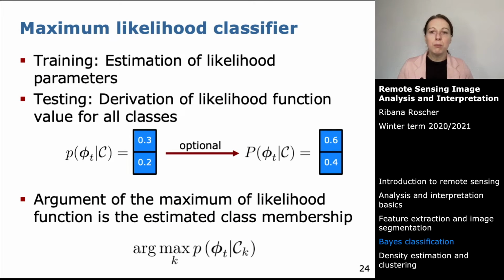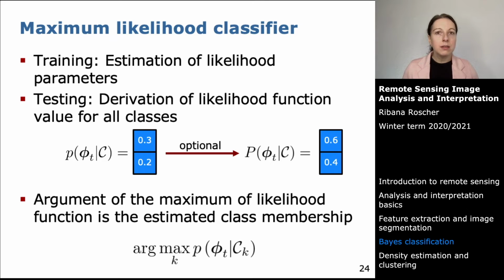And to make it a little bit more formal, what you need to do to do a maximum likelihood classification is, first of all, the training: you estimate the likelihood function. That means you first of all assume something, for example, your data is Gaussian distributed, and then you compute the parameters of the Gaussian distribution, the mean and the covariance matrix. For the testing step, you derive then the likelihood function value for all classes for specific test samples. And one example is illustrated here.